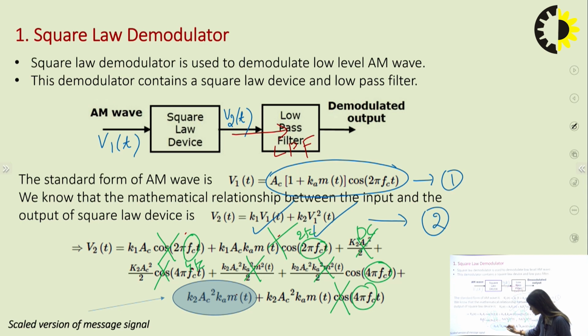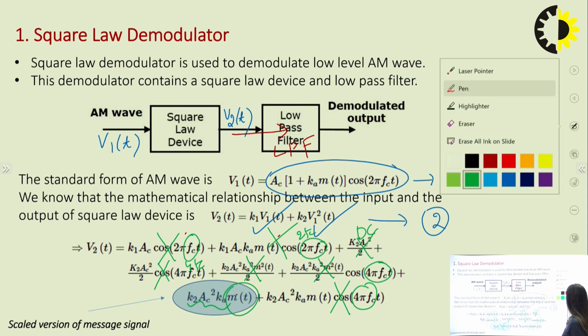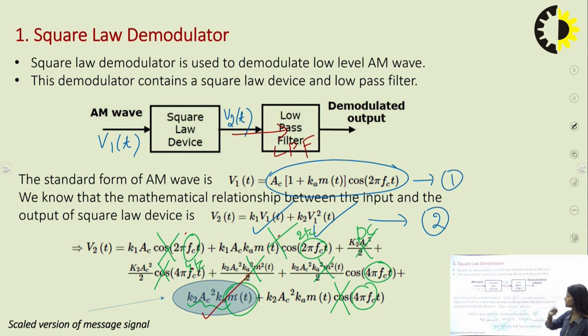Only this term, m(t) coming with some constant value, will be passed by the low pass filter, and the low pass filter will allow this term only at the output, that is K2 Ac squared Ka m(t). And this is the only term which will be passed by the square law demodulator circuit. So this is how we are going to receive the amplitude modulated wave, right?